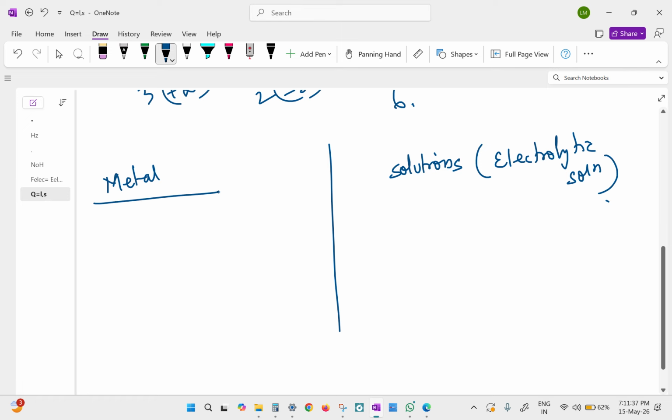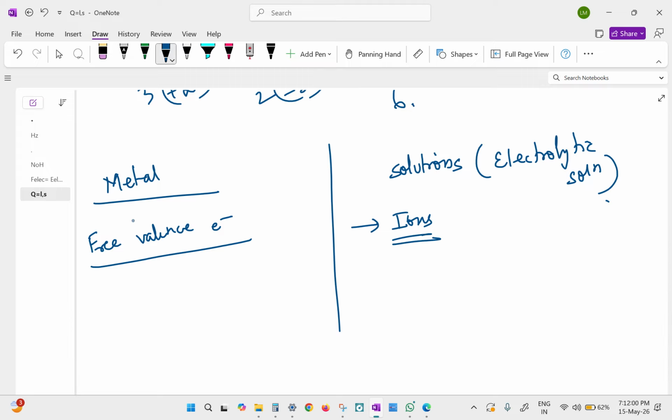How do the metals conduct electricity? Electrons. They have free valence electrons or loosely held valence electrons, right? How do the solutions conduct electricity? Ions, ma'am. Ions. Okay. Now, what happens to the resistance of a metal when temperature is increased?